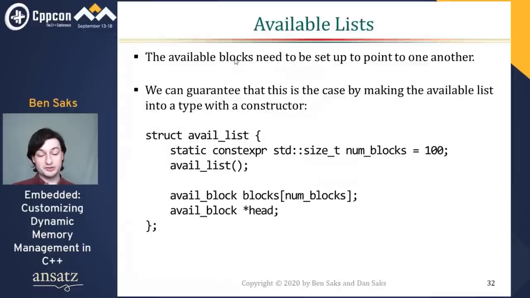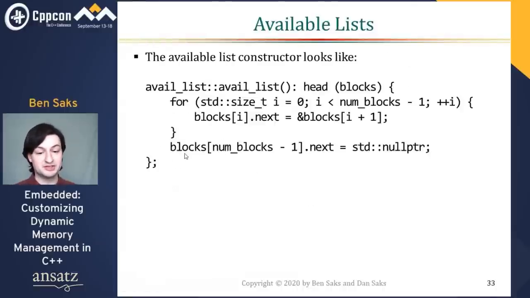So once we've created that block type, we then need to set up all the blocks so that they form a linked list. And we can do that by placing those blocks in this struct, avail list, and writing a constructor that causes each block to point to the next block. So inside the avail list constructor, it just goes through the list of blocks, makes each block point to the next block, the I plus one block. And then at the very end, the last block points to null. At that point, we're out of memory blocks to allocate.